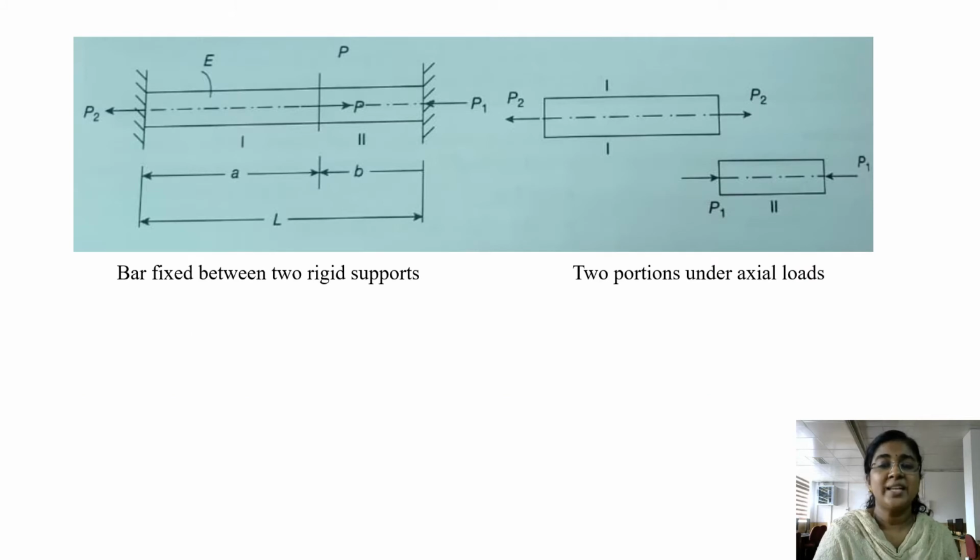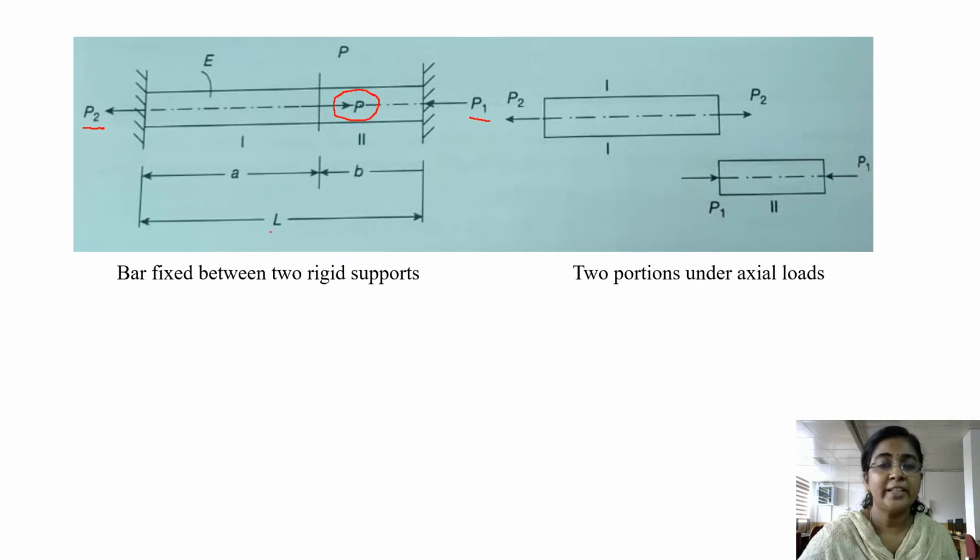Here you can see a statically indeterminate structure. It is a bar fixed between two rigid supports. Here there are two unknown forces, that is, the reactions at these two supports. It is fixed at both ends. The reaction at the left support is marked as P2 and the reaction at the right support is marked as P1. The bar is subjected to an axial force P.